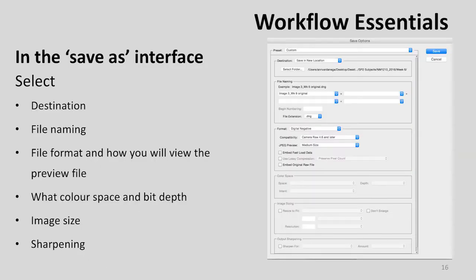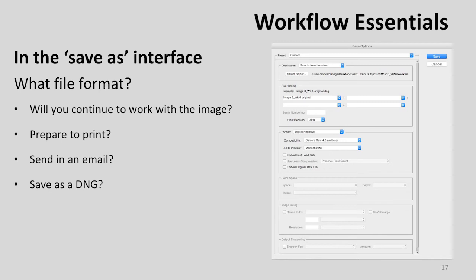The Save As interface asks you to select a destination. So where do you want to save the file? It allows you to set up new folders. This is where you'll change your file naming. It asks you what format you want to output, and if you're outputting as a JPEG, what size. There's an option again to change your color space and image size and apply some preset sharpening here.